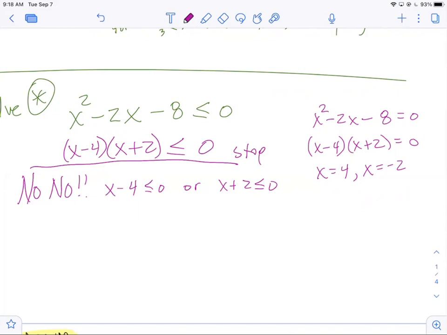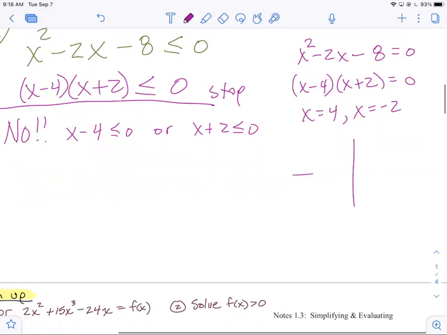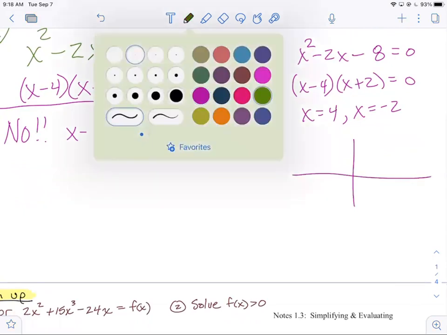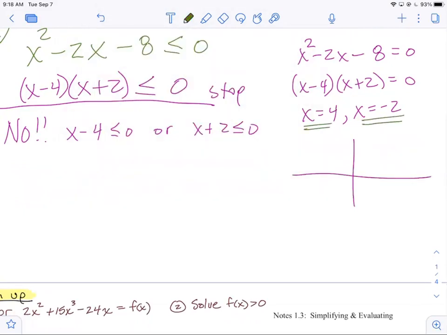You don't have to set it equal to 0 to find the x-intercepts. If you want to factor it, you could still tell the x-intercepts from the factored version, positive 4 and negative 2. How do we solve it if we're not solving it algebraically? Graphically, okay? Draw yourself a little x and y axis and put your 2 x-intercepts on there. Here's negative 2, here's positive 4. The spacing doesn't have to be, you know, perfect. Now for a parabola, does this one open up or down?